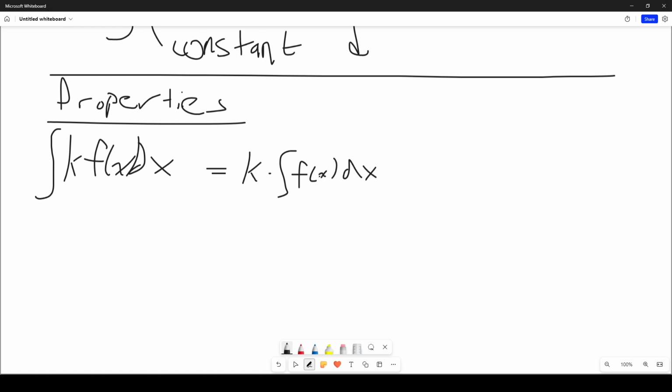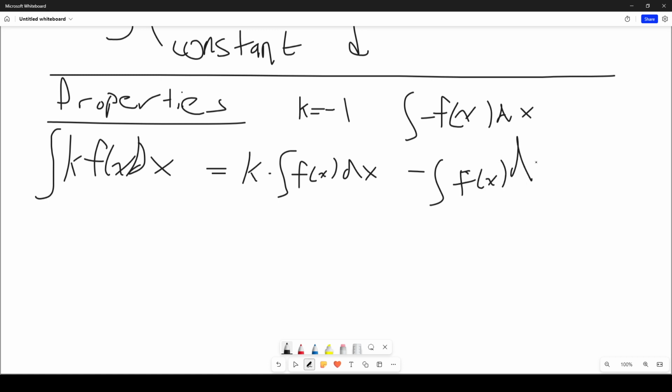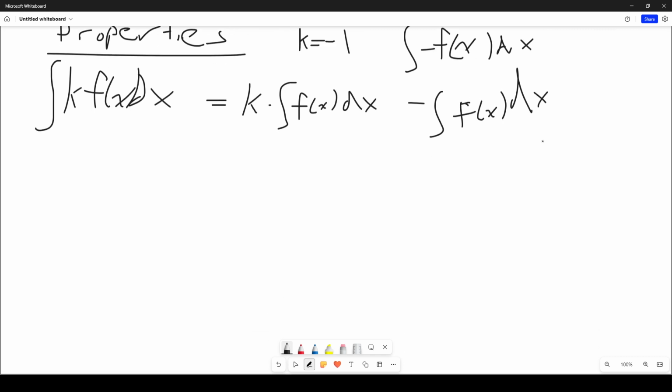So what this means is you can actually bring constants outside of the integral. And this is the same with derivatives, which is nice. And so an interesting example is if you have k equals negative 1, so you have the integral of some negative function like this, it's just equal to the negative integral of f of x dx. So that's something that can be helpful to clear up your math.